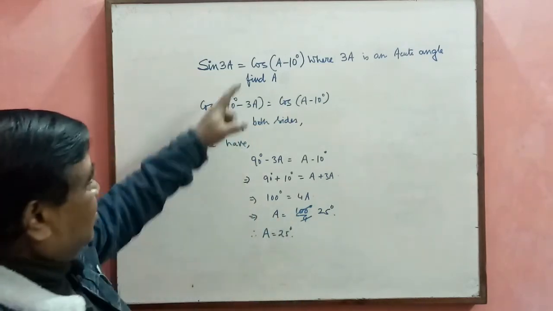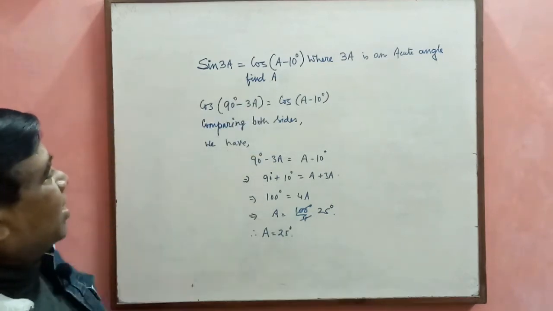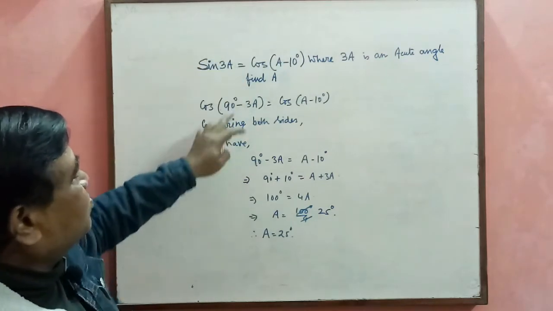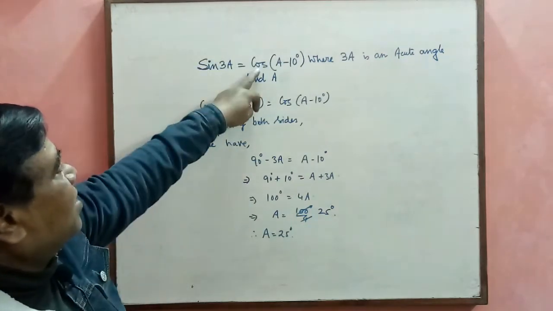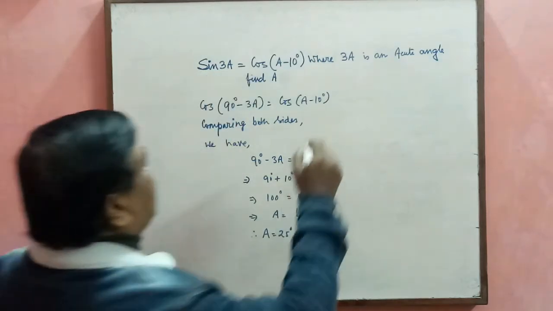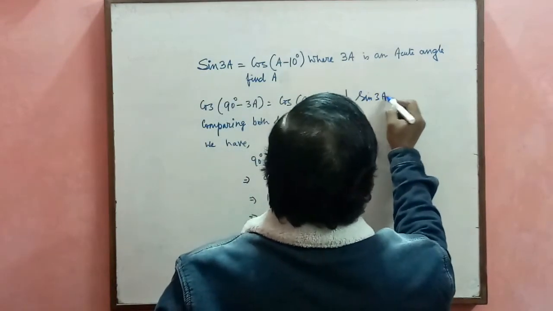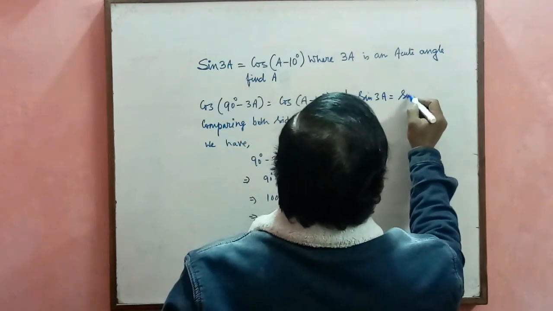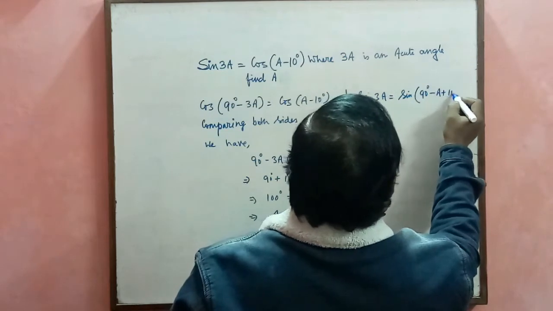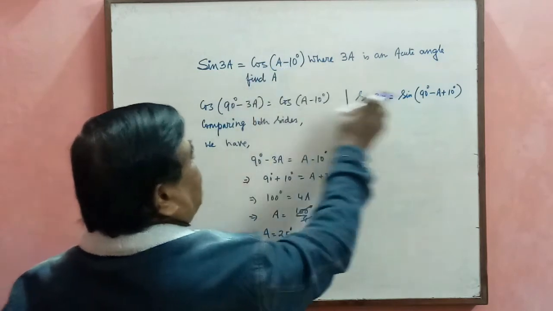This is one type of question you may have faced. Then you directly go with this one, change any one of these two, because sine is directly related to cos and cos is directly related to sine. We can even change this one also, like sine 3a is equal to sine of 90 degree minus a plus 10 degree. If I subtract this one, obviously minus a plus 10.